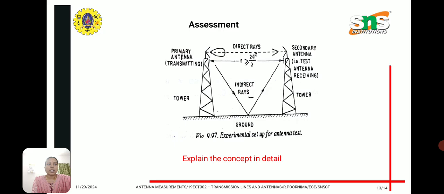Let's take the assessment: explain the concept of this experimental setup.